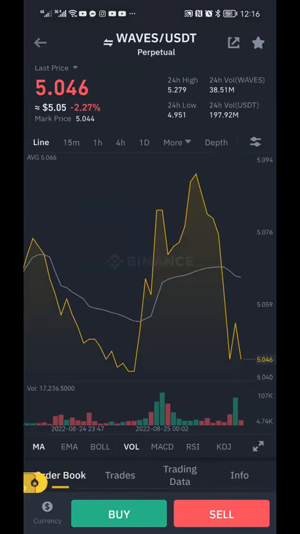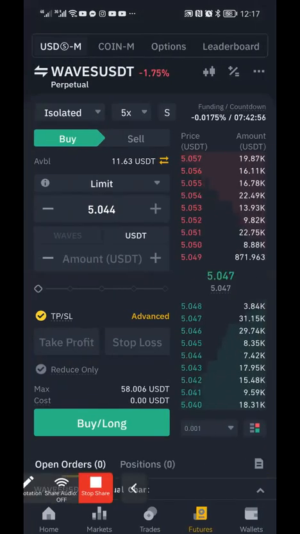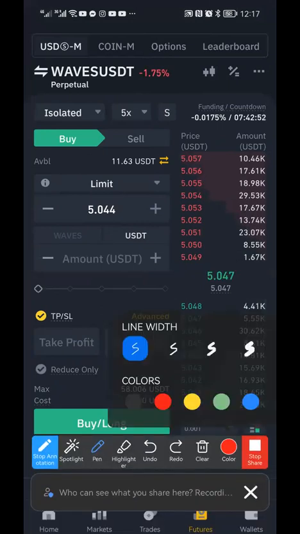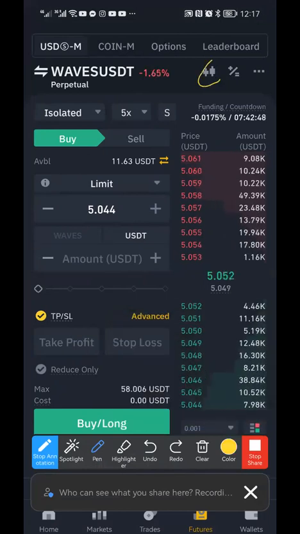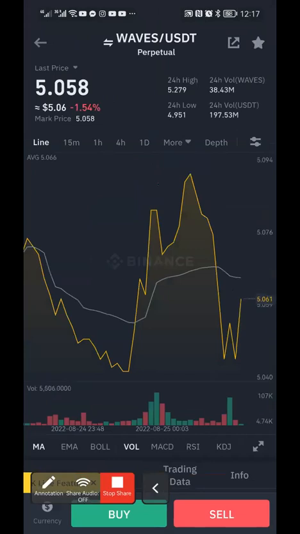That's how you can see the chart. Let me go back. When you click on this button, choose a different color. When you click on this button, then you can see the chart. Okay, you now see the chart to get your confirmation.